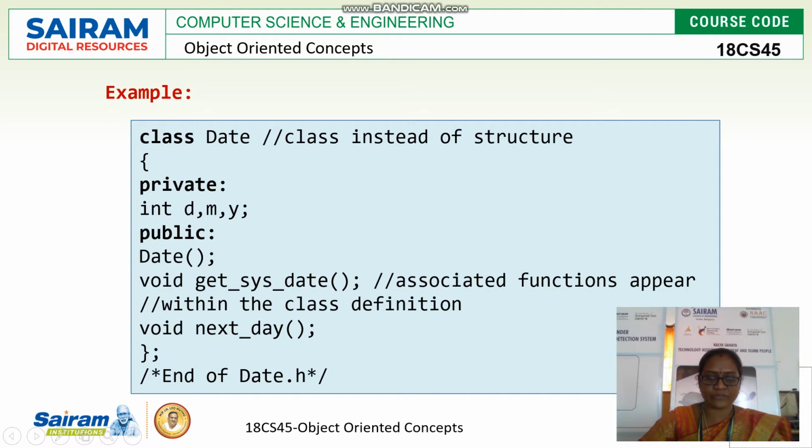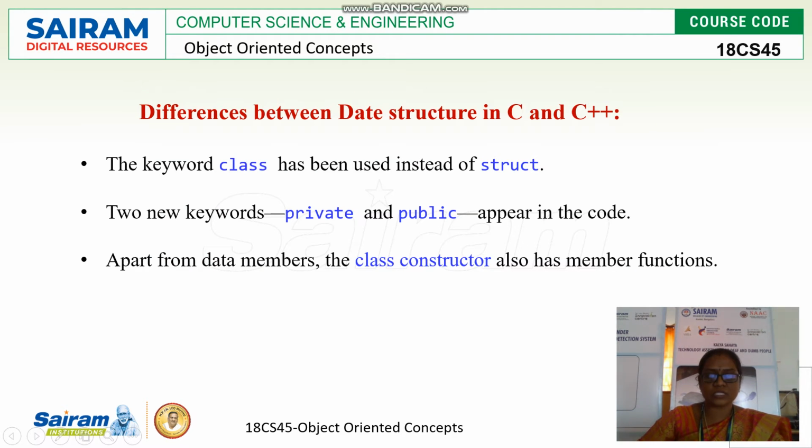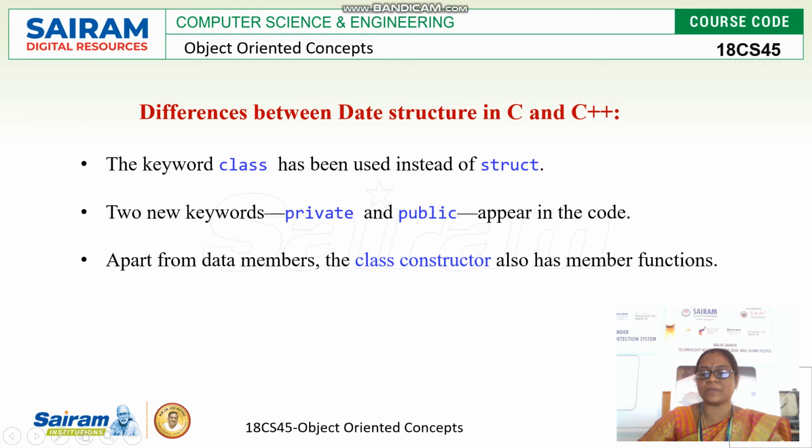I hope you understand the differences between C and C++ with the same example. In the previous C programming, without the use of private and public access identifiers and the class keyword, it was written with the concept of structure, but now the same concept is replaced with the concept of class and private, public. Okay, fine. This is what I explained. The difference between the date structure in C and C++ is that the keyword class has been used instead of struct, and two new keywords, private and public, appear in the code. Apart from the data members, the class also has member functions.